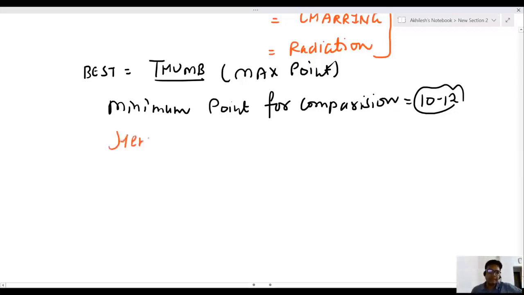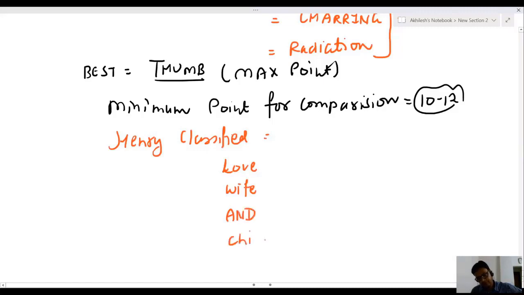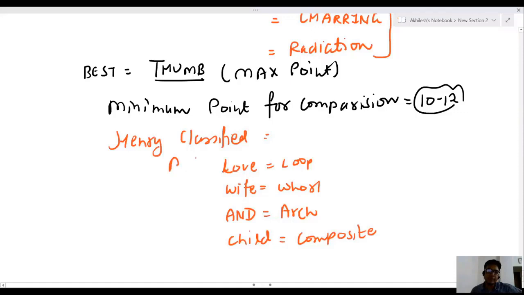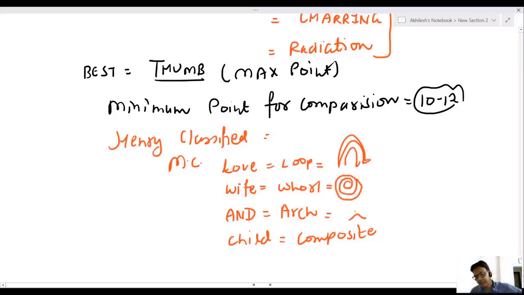Sir, Henry classified fingerprints, and we can remember it as love, wife, and children. Love for loop, wife for whorls, and for arch, and children for composite. Sir, the most common is the loop variety. Whorl is like this, circular. Arch and loop have to be differentiated. And 1 to 3% is the composite variety.